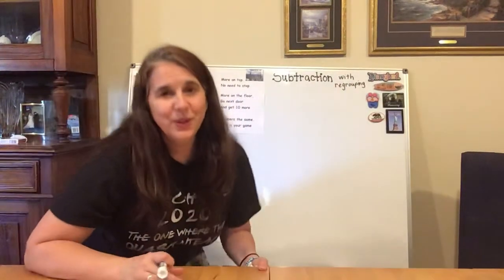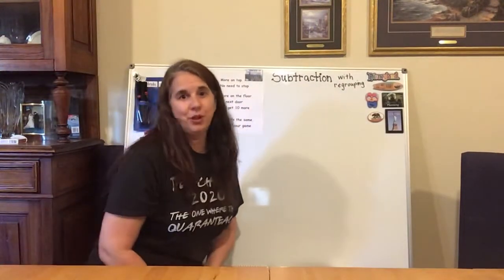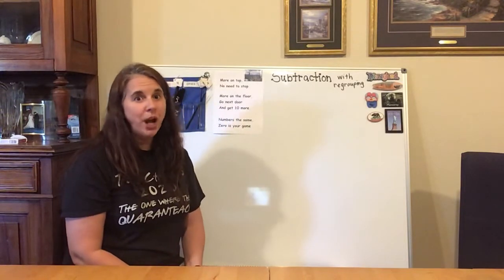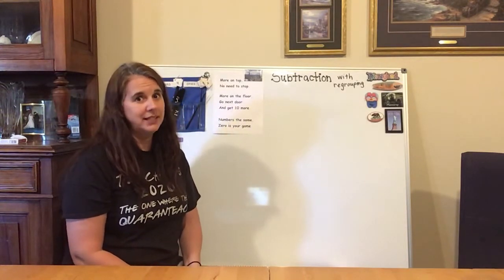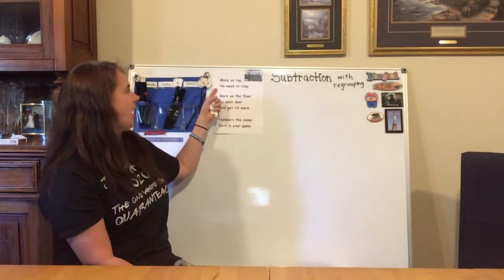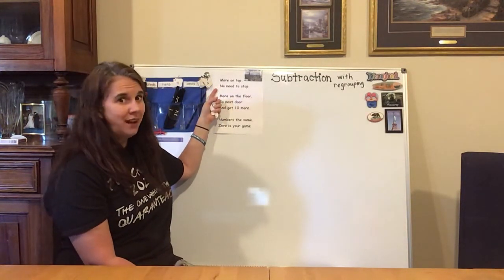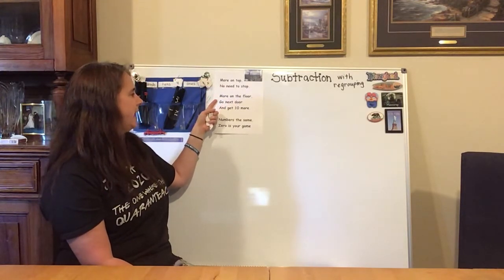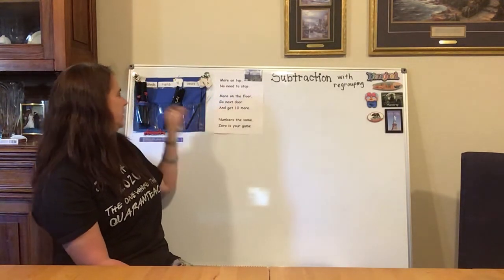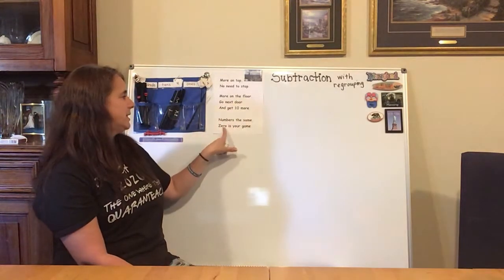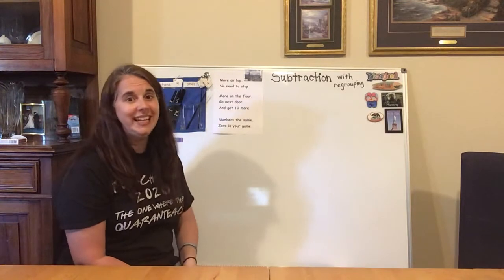First grade, we're going to be doing some subtraction with regrouping, and I'm going to go over our poem so that it can help us. So here we go. More on top, no need to stop. More on the floor, go next door and get 10 more from your tens, please. Numbers the same, 0 is your game.